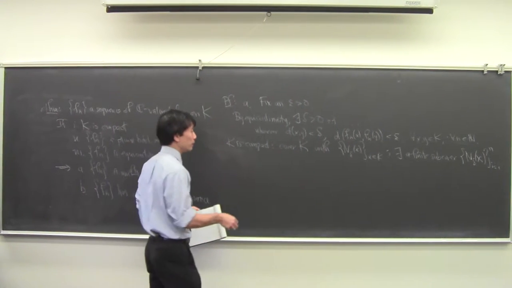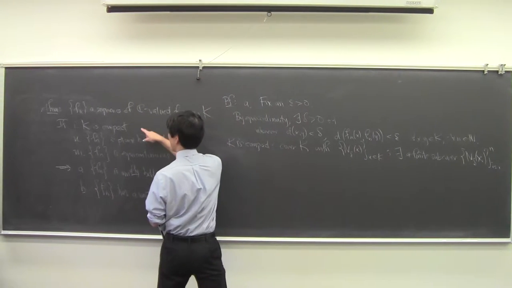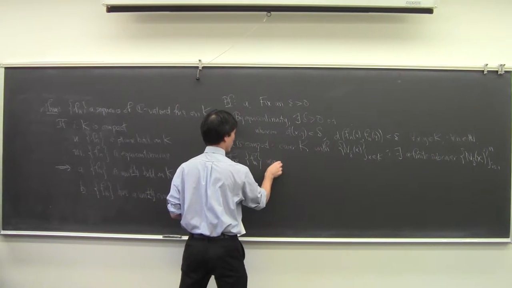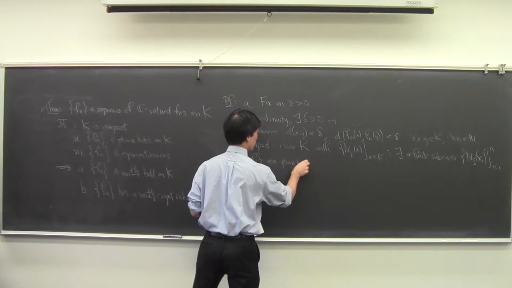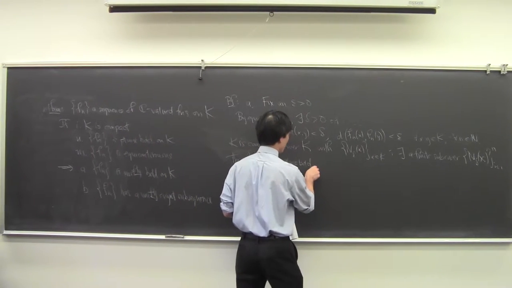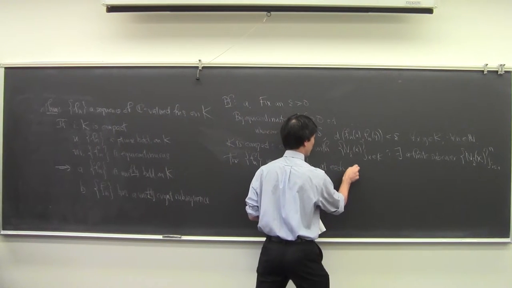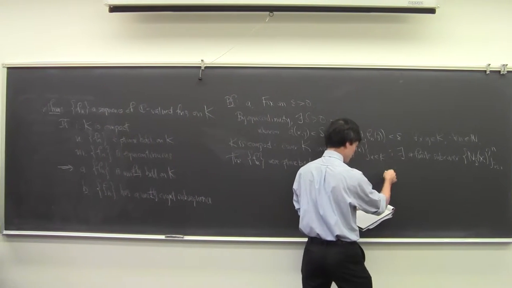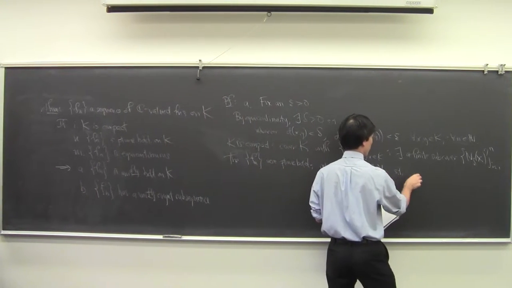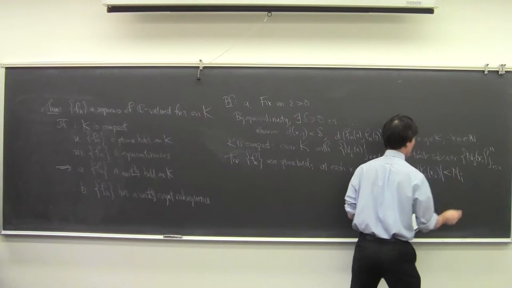Okay, so now we have that the Fn were pointwise bounded. At each x_i, there exists some M_i such that all the f sub n's at that point are less than M_i.